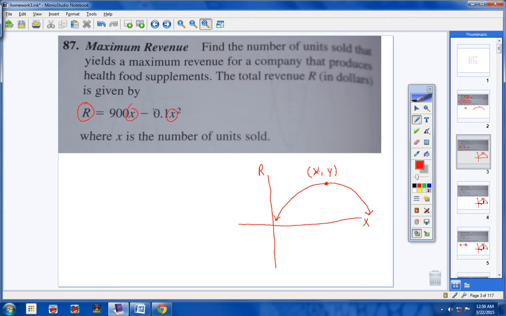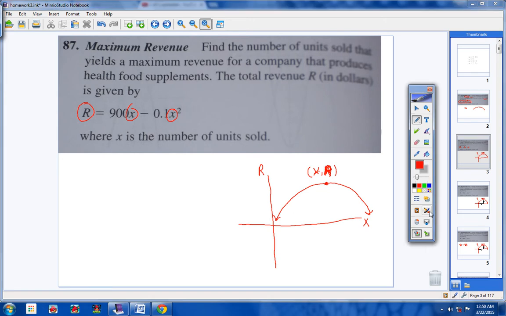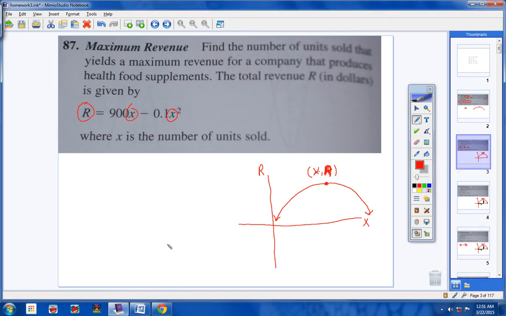Now, in fact, I kind of contradicted myself. This should say x comma r, not x comma y. So I want to find, actually, let me turn to that page. I did not copy the whole problem, did I? Hold on one second here. Okay, I'm back. I did copy the whole problem. It says it right here.